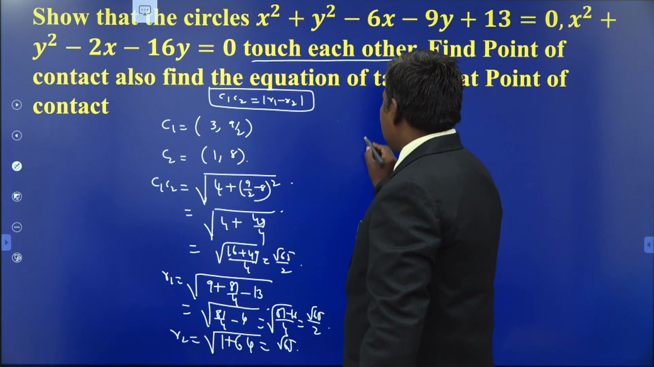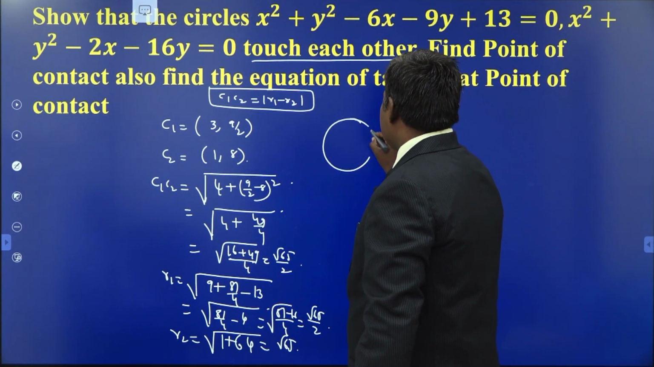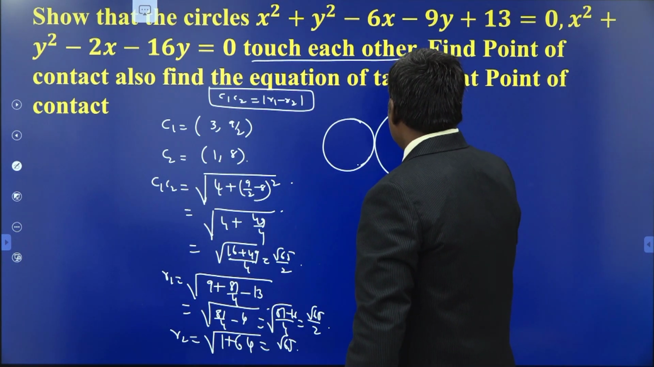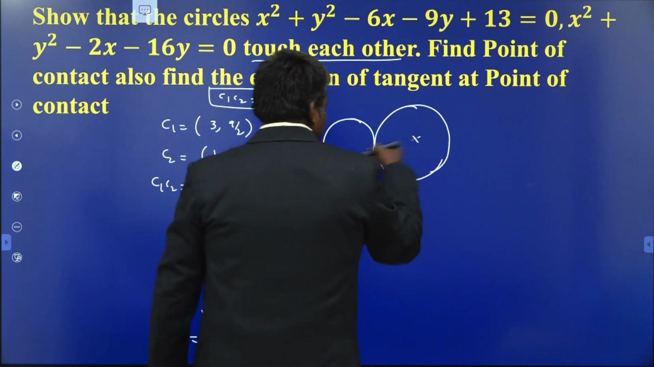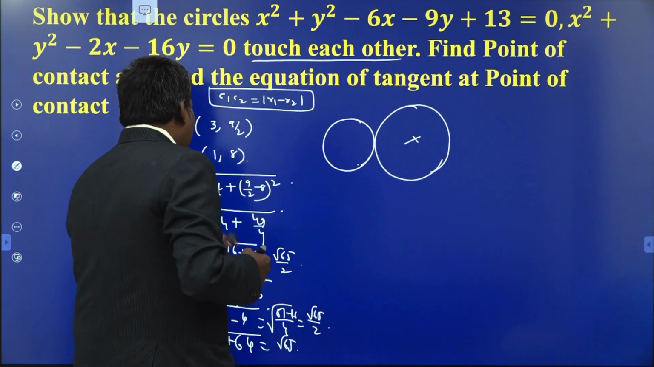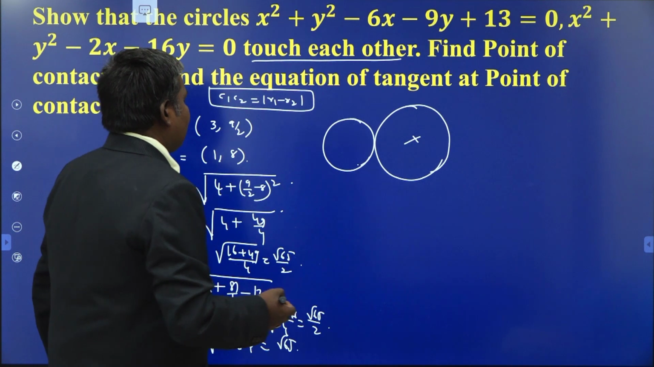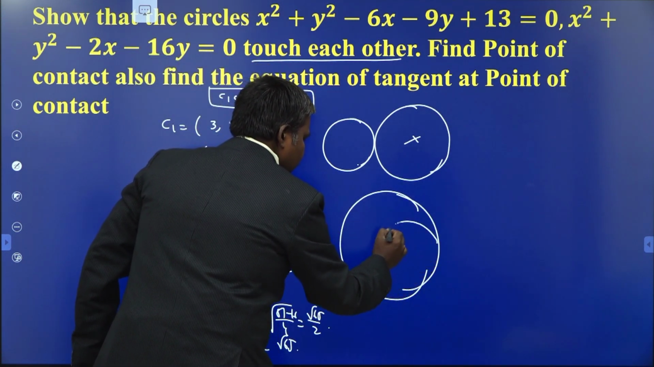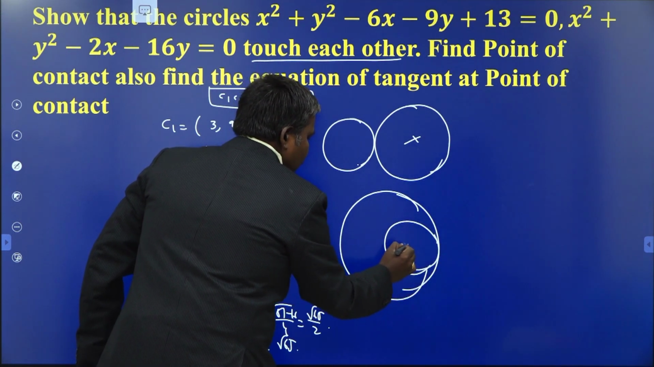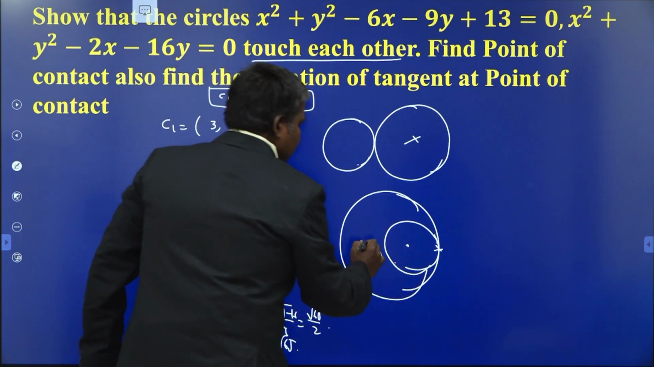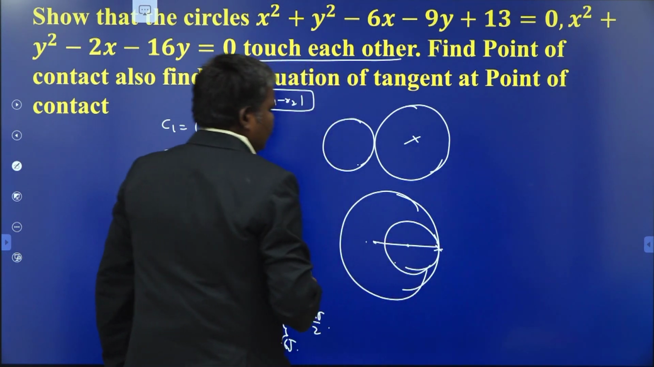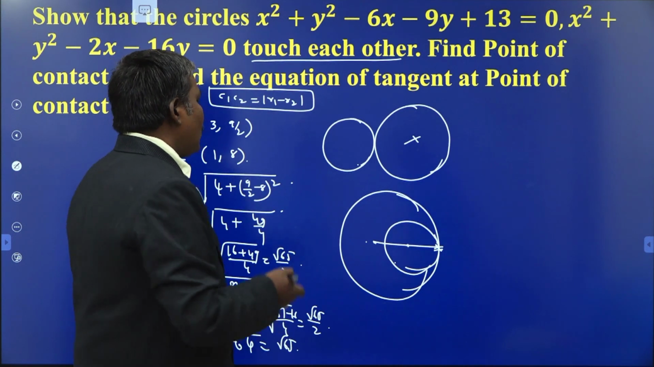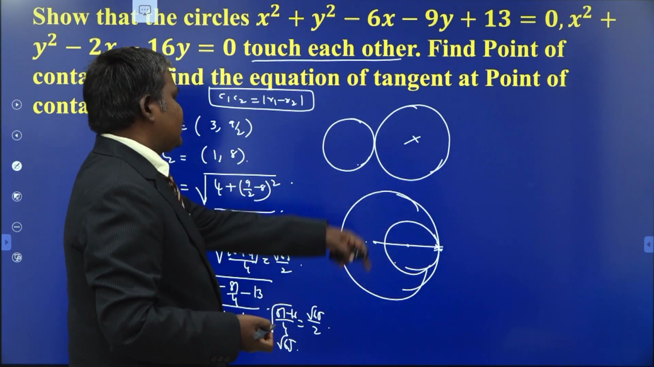Here root 65 by 2 is the radius of the first circle. Root 65 is the radius of the second circle. Here, is it the case correct or not? This is wrong because the two circles touch each other internally. So the circles may be in this manner. So this is your point of contact. These are the centers of the two circles. So this point of contact P divides C1 C2 in the ratio R1 is to R2 externally.